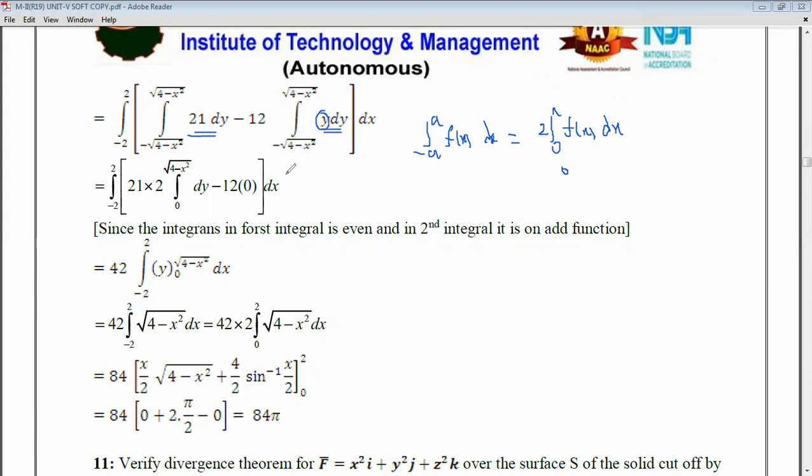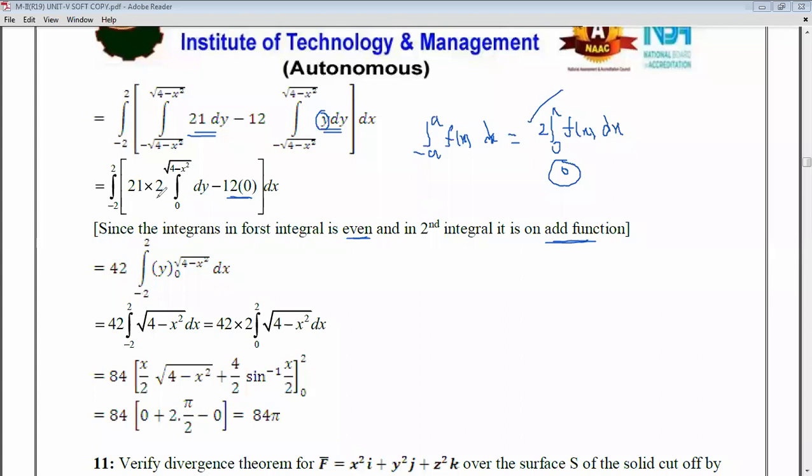So for that this is 0. So 12 into 0 is nothing but 0, and remaining only this one. That's why, since the integrand in the first integral is even and the second integral is odd function. So if it is an odd function, it is 0, and if it is an even function we'll write like this. So what about the remaining?